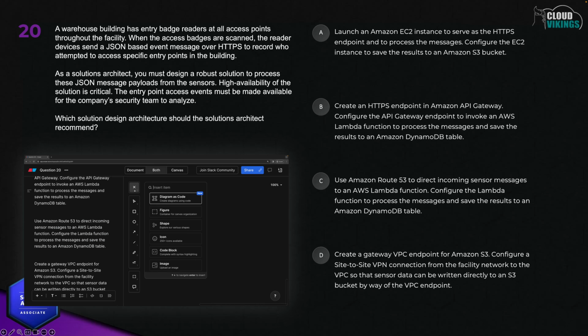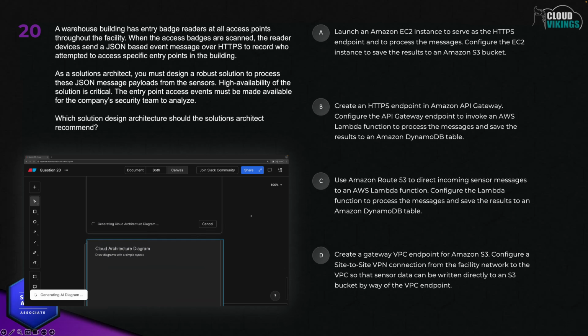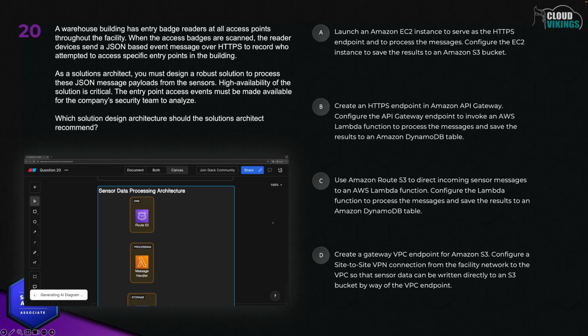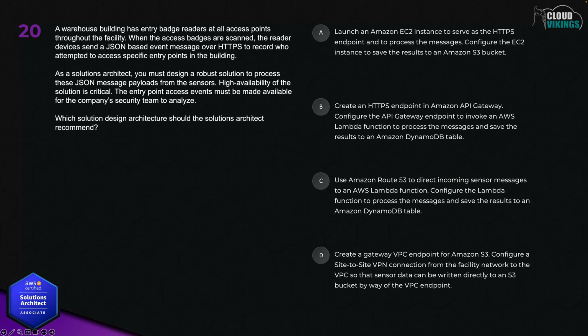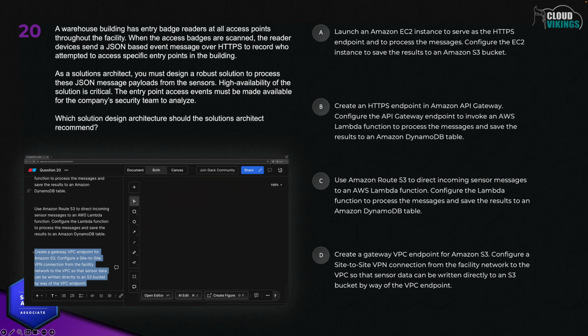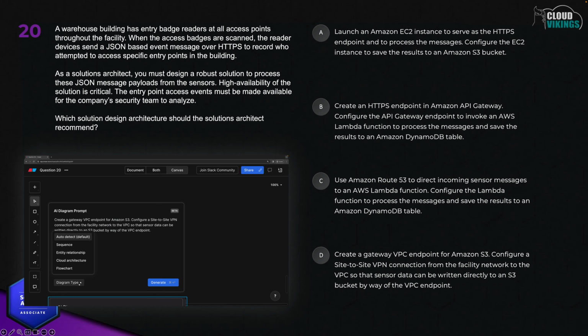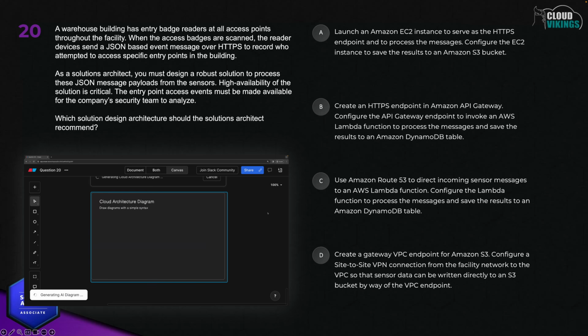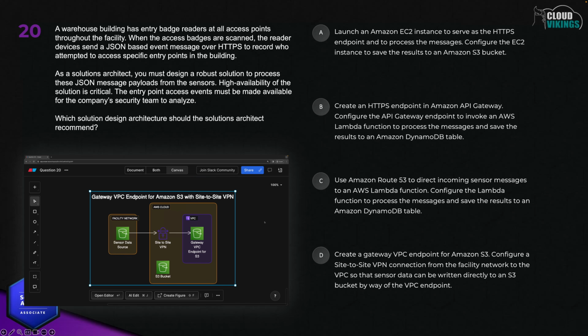C. Use Amazon Route 53 to direct incoming sensor messages to an AWS Lambda function. Configure the Lambda function to process the messages and save the results to an Amazon DynamoDB table. D. Create a gateway VPC endpoint for Amazon S3. Configure a site-to-site VPN connection from the facility network to the VPC so that the sensor data can be written directly to an S3 bucket by way of the VPC endpoint.